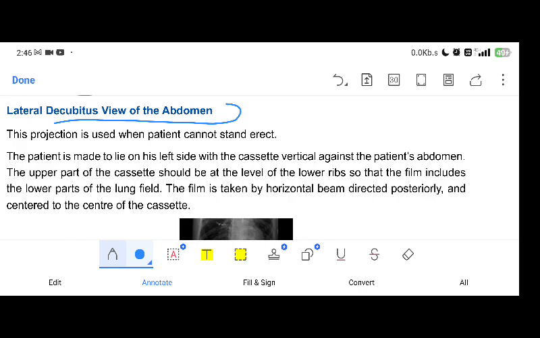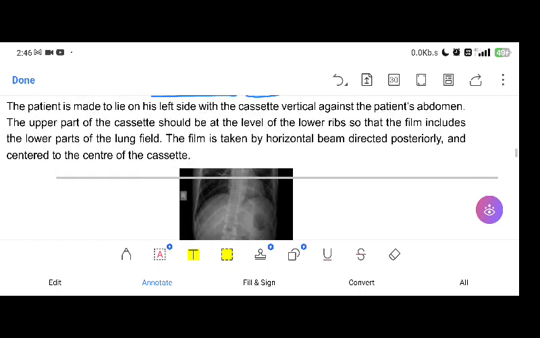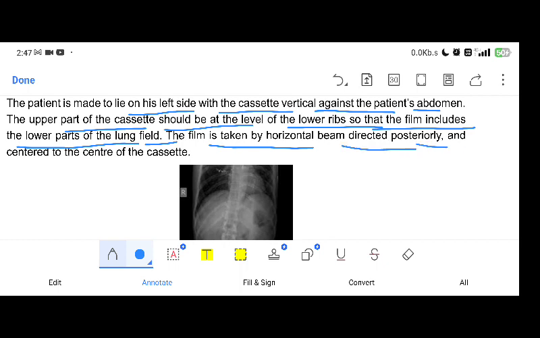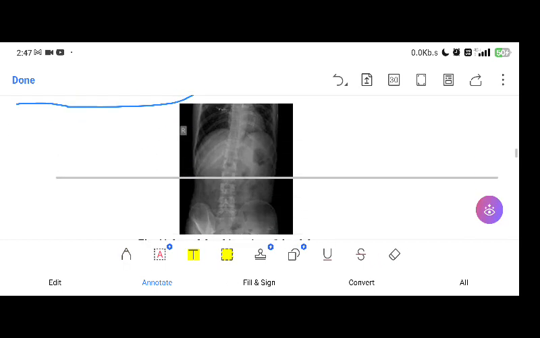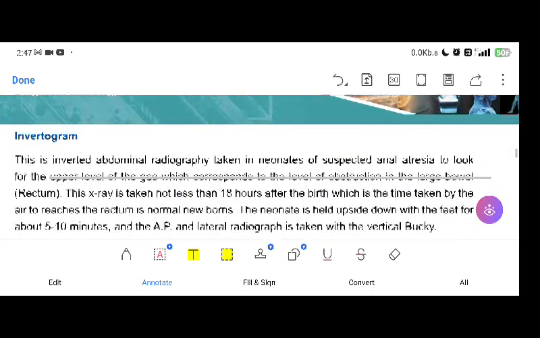This projection is used when the patient cannot stand erect, and the patient is made to lie on his left side with the cassette vertical against the patient's abdomen. The upper part of the cassette should be at the level of the lower ribs so that the film includes the lower parts of the lung field, and the film is taken by a horizontal beam directed posteriorly and centered to the center of the cassette. So this is the lateral decubitus of the abdomen view, and invertogram.